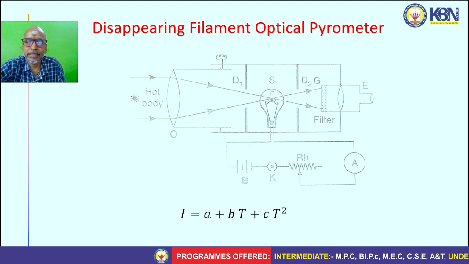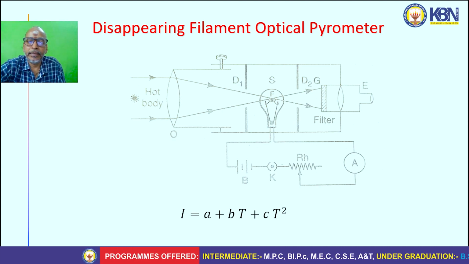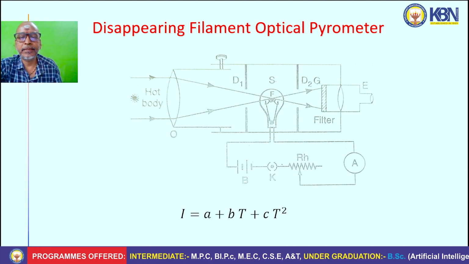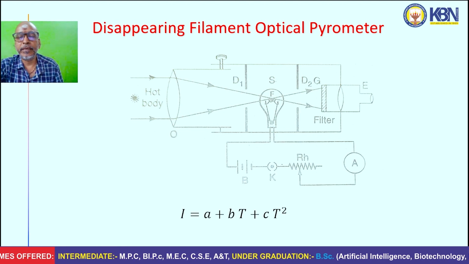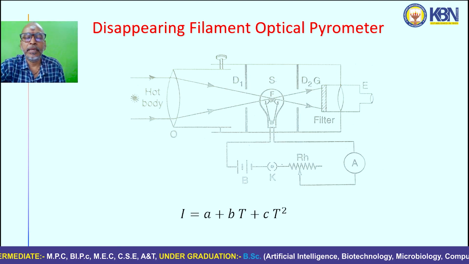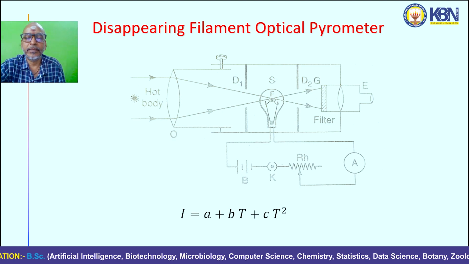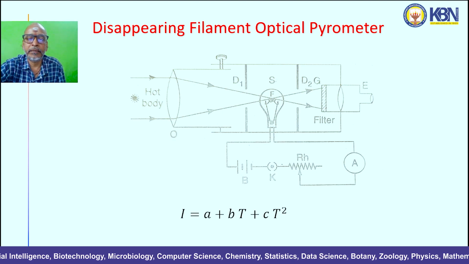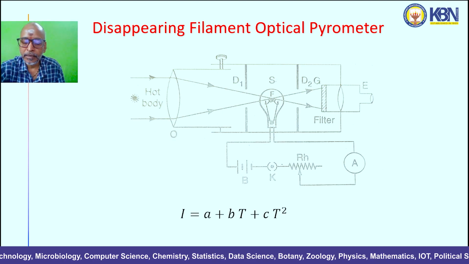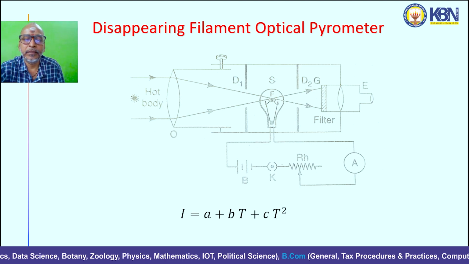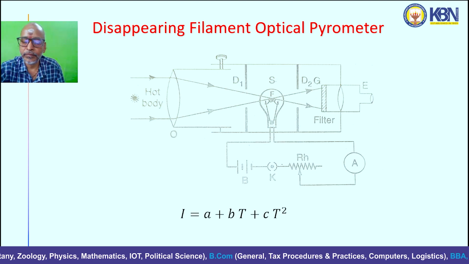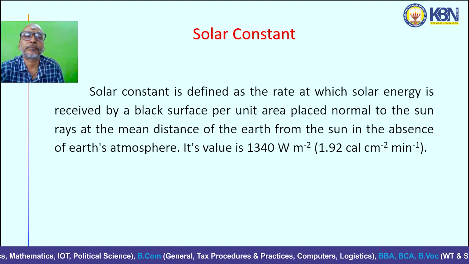the filament just disappears. In that situation, the current strength is noted, and suppose T is the temperature of the hot body and A, B, and C are three constants, then the temperature of the hot body and the current strength are related by a simple equation: I is equal to A plus BT plus CT square. Here the constants A, B, C are derived by using three known hot bodies, and then we can calculate the temperature of the given hot body.